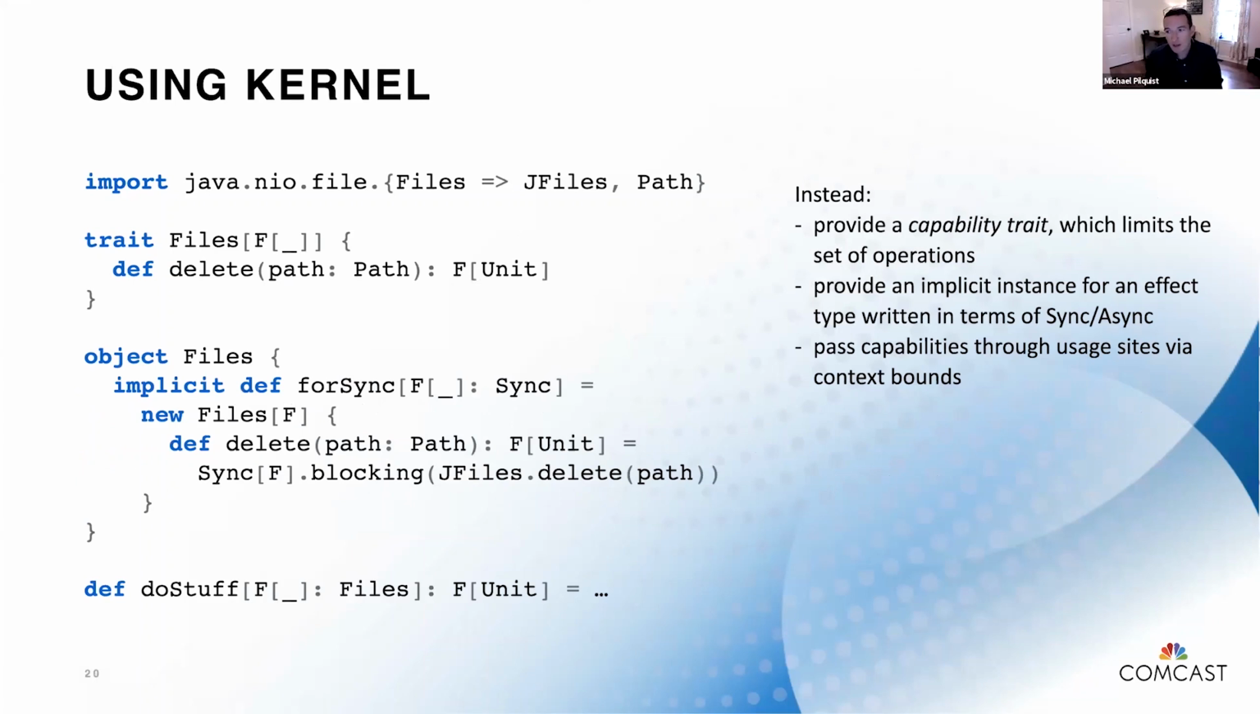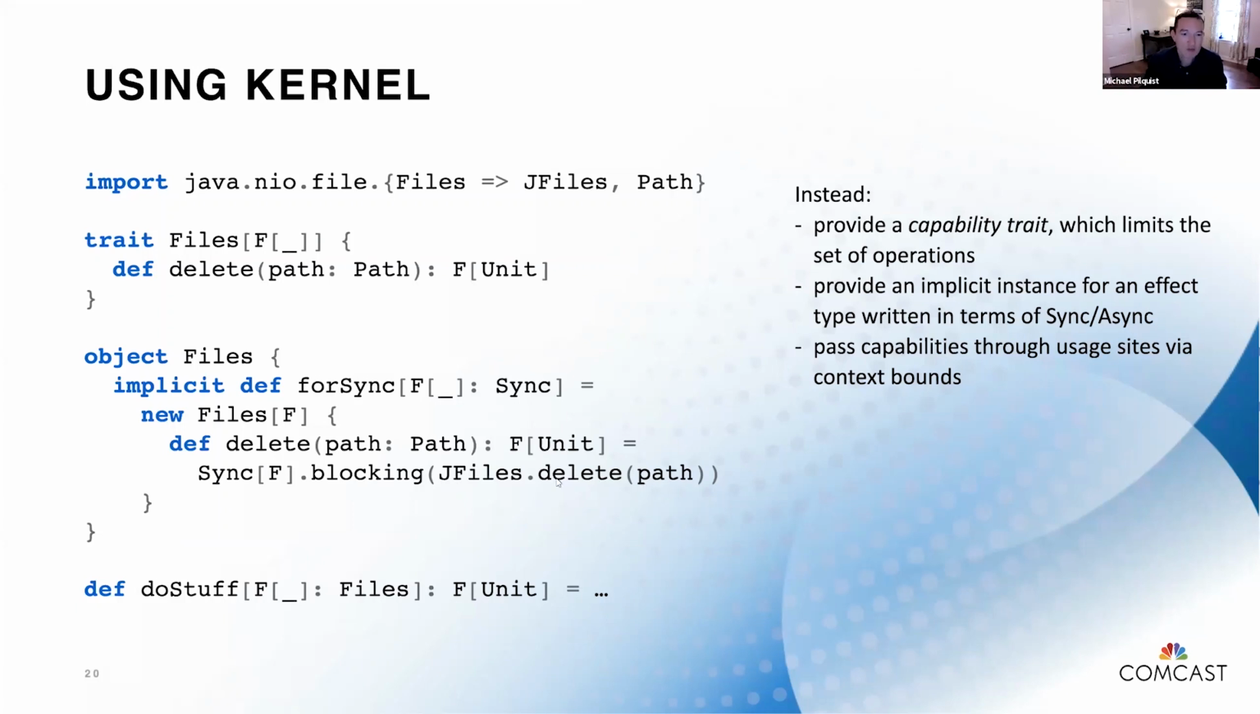And so I encourage folks to really think about it more like this. I call this pattern the capability trait pattern. I think I got that from Fabio. Really what we're going to do is define this trait and parameterize the trait by an abstract F. And then in the companion object for our trait, we'll provide an implicit materializer that says, if you've got a Sync instance for F, I can give you a Files for F. Now the body of our delete looks identical to the simple version we just wrote.